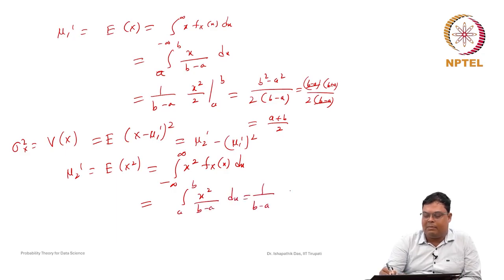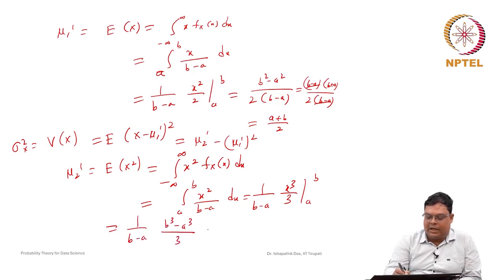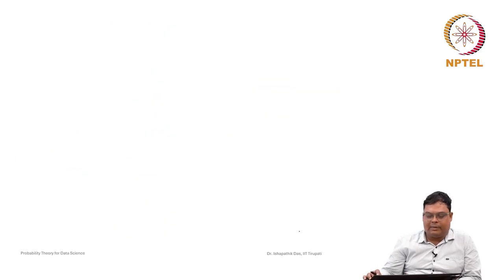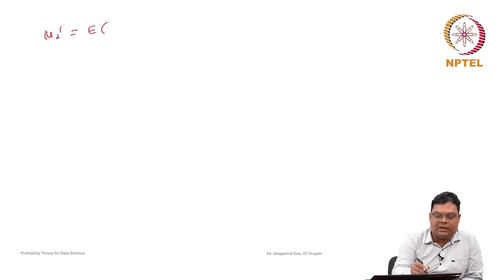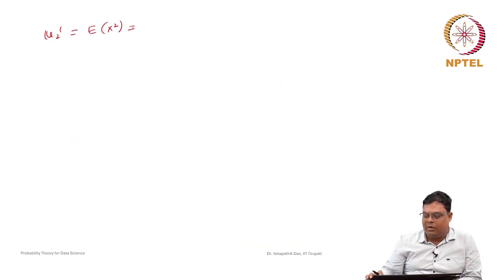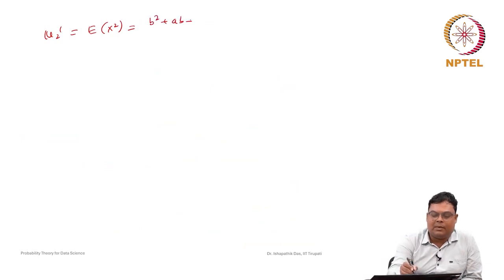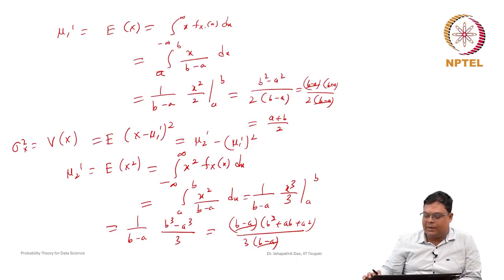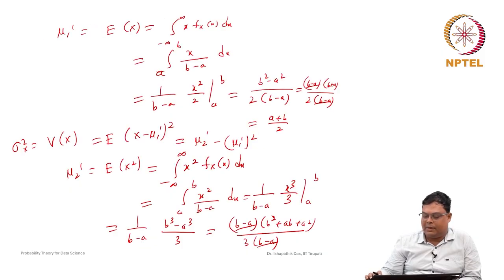Then this is nothing but 1 by b minus a times x cube by 3, with limits a to b. So this is 1 by b minus a into b cube minus a cube by 3. Then we can simplify it: it is b minus a into b square plus a b plus a square by 3 into b minus a. So this is cancelled. Then mu 2 dash, which is the expected value of x square, is nothing but b square plus a b plus a square by 3, because b minus a is cancelled.